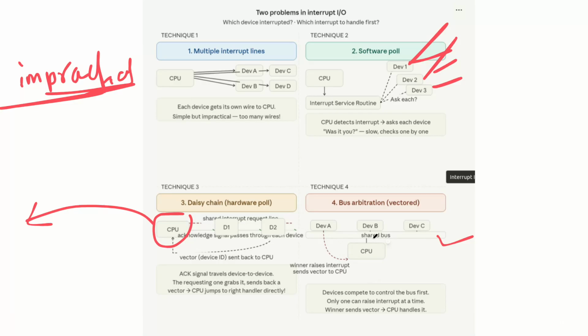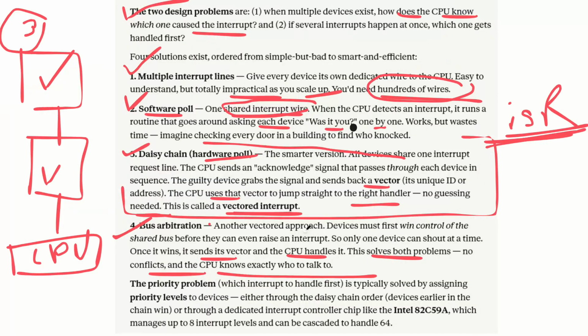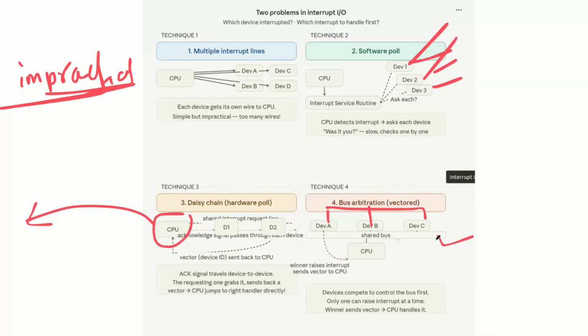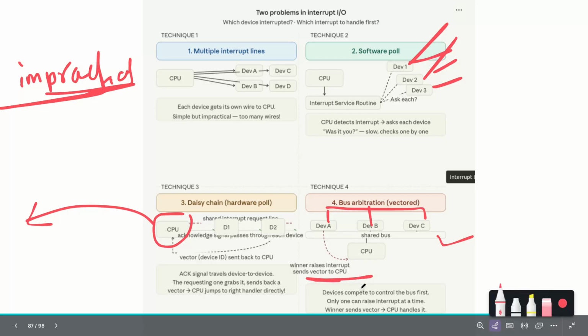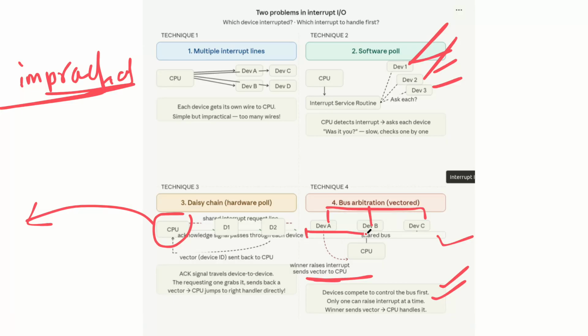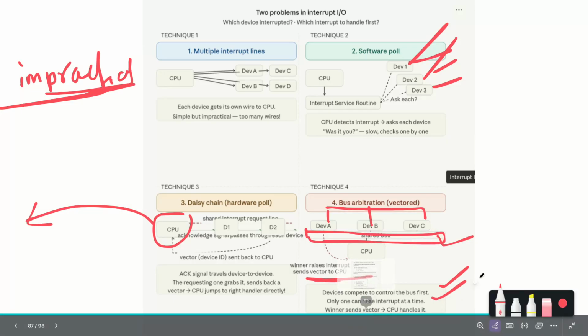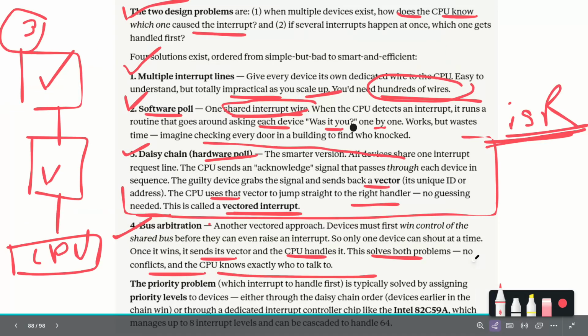When there is a shared bus shared between a lot of devices, the winner gets the shared bus. So the device must win control over the shared bus before raising the interrupt. Then the winner can raise the interrupt and send its vector to the CPU. So devices compete to control the bus first, and only one can raise an interrupt at a time. The winner sends the vector and the CPU can handle it.